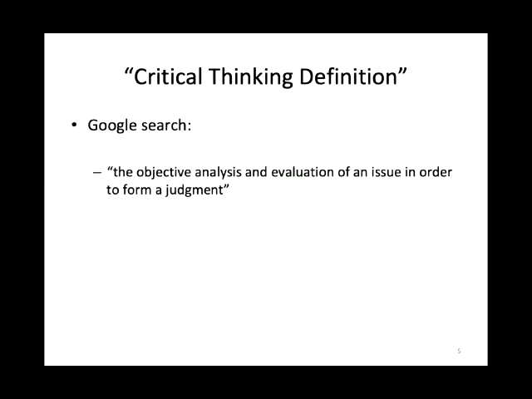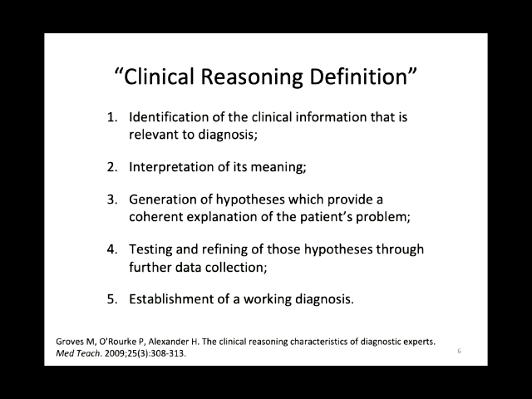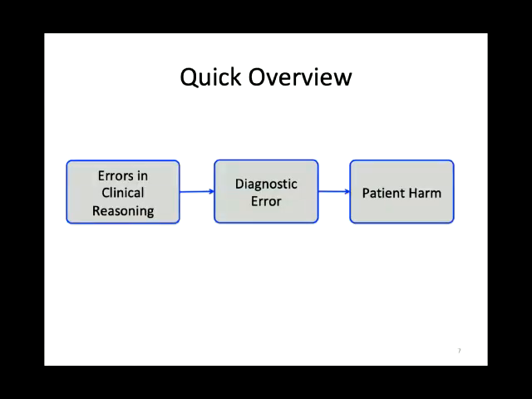Critical thinking and clinical reasoning are kind of the same in my head, so I did a Google search, and this is the definition that popped up: an objective analysis and evaluation of an issue in order to form a judgment. I think that's a fairly broad but reasonably accurate definition. Clinical reasoning has a slightly different definition: identification of clinical information, interpretation of this data, generation of a hypothesis, testing your hypothesis, and then finally establishing a most probable or working diagnosis.